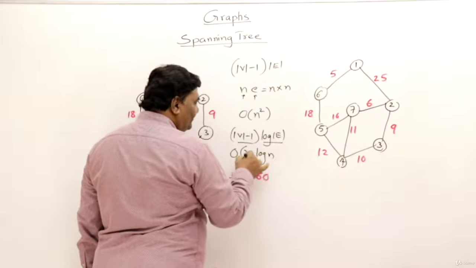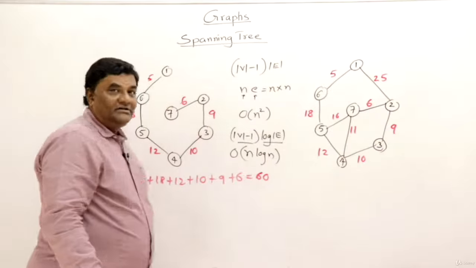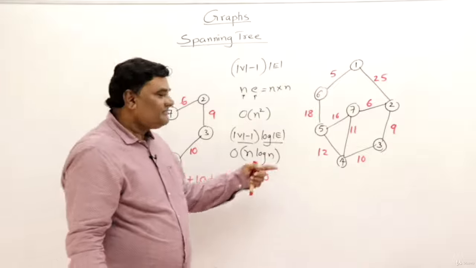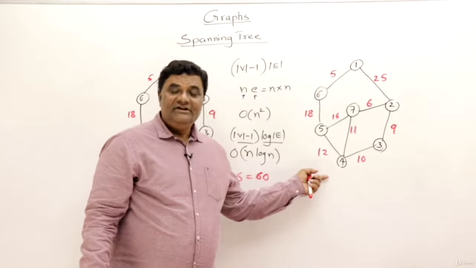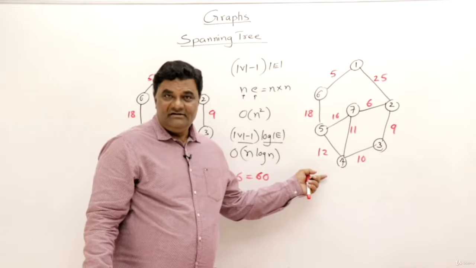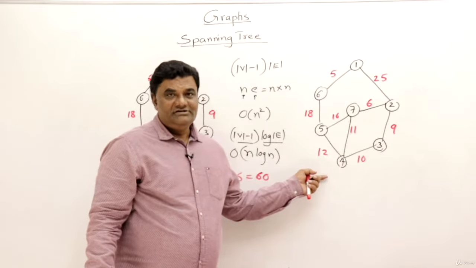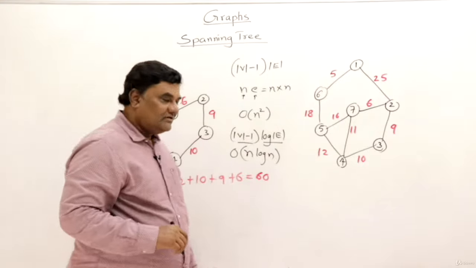So the time complexity of Prim's algorithm will be n log n if a faster method is used for finding a minimum cost edge. Like we can use a heap or red black tree for finding the minimum edge. Then one more thing about Prim's algorithm.